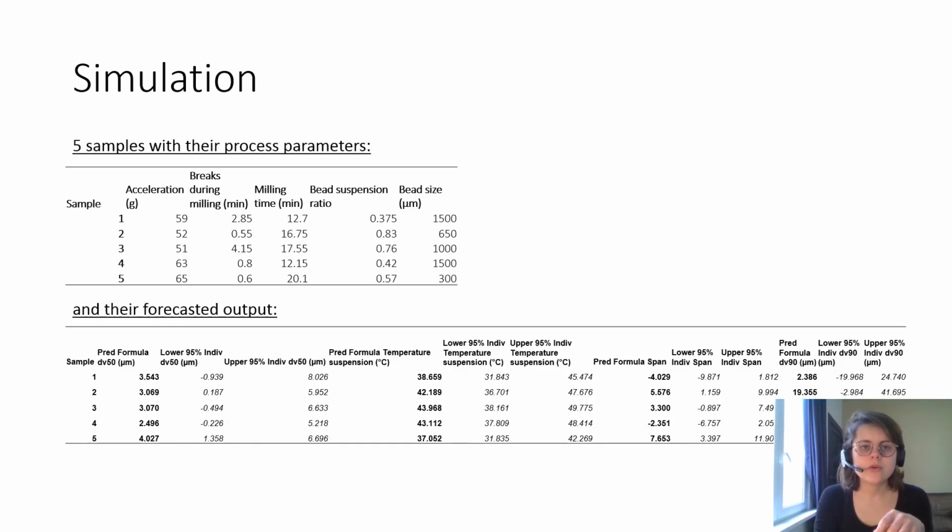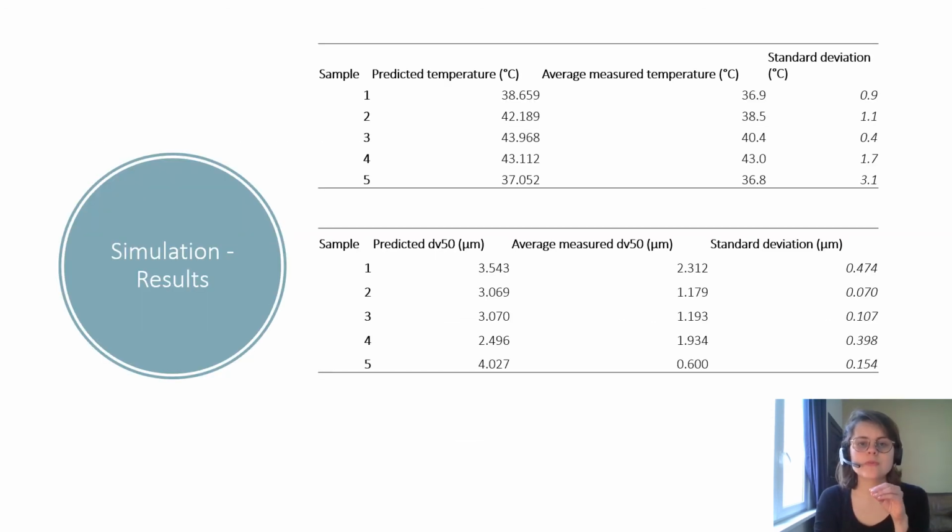Then we converted these settings to values that we can apply in the laboratory because, for example, an acceleration of 59 can be set, but not 58 point something, etc. And their forecasted output. So we filled this in again in the software, and this was forecasted again. So if we then went to the laboratory and really performed the experiments, these were the results. So for 5 samples, these were the predicted temperatures, and this was what we measured in the laboratory. And here, we have the predicted Dv50 values and the measured Dv50 values.